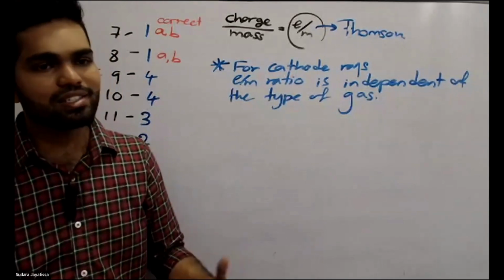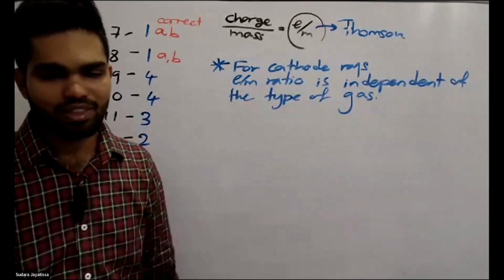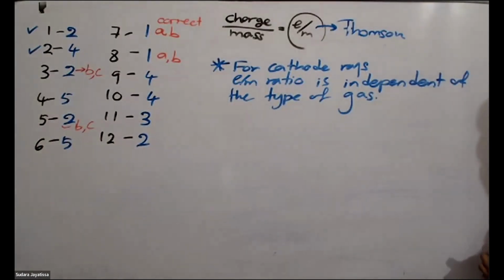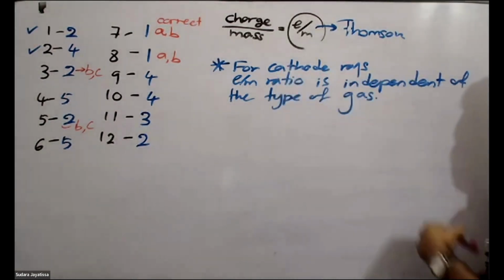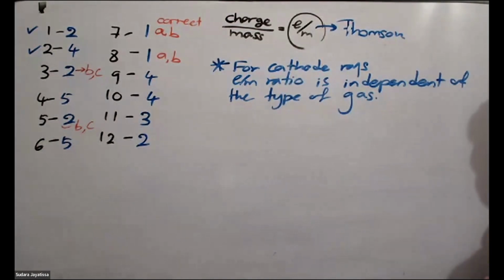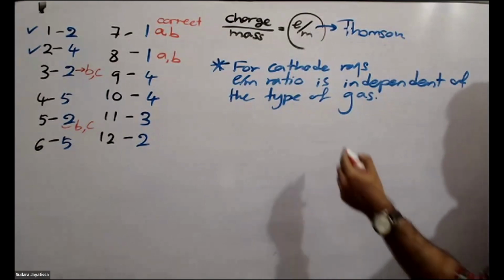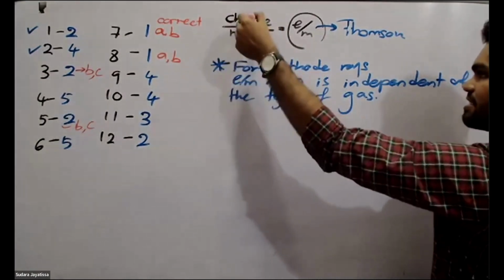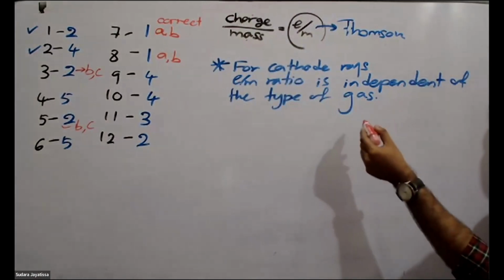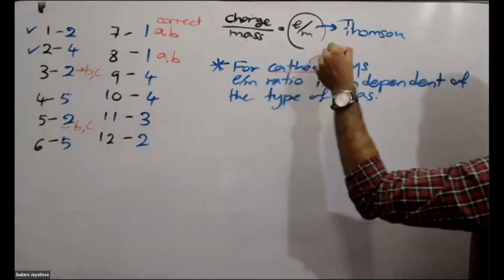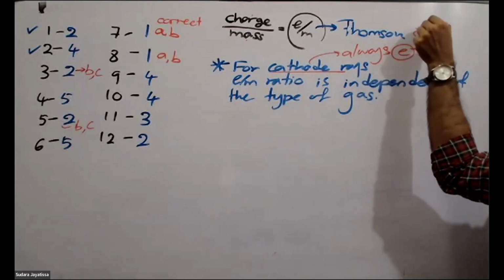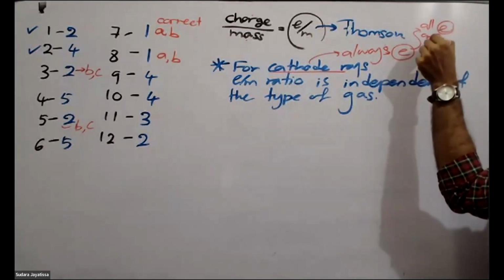Electrons are always the same thing. Understand? There are no different types of electrons. You have the same electron. That's why the E over M ratio of cathode rays is independent of the type of gas. So what is the E over M ratio? Charge of electron and mass of electron. Since these are constant, the E over M ratio is also constant. So cathode rays are always electrons, and all electrons are identical.